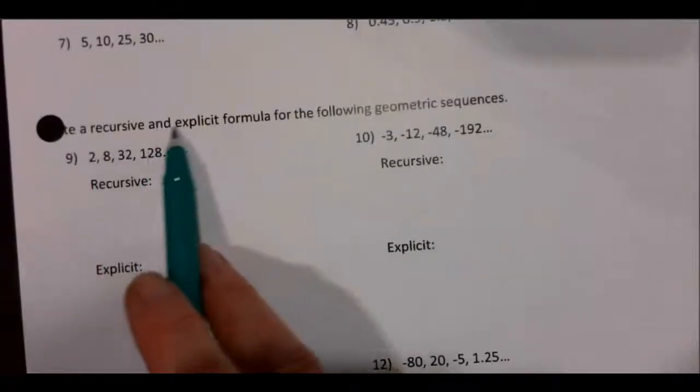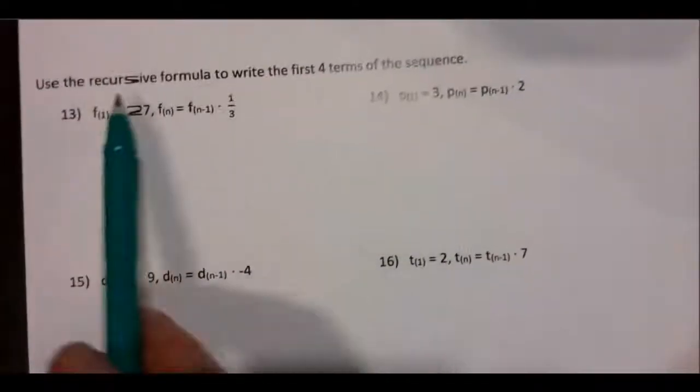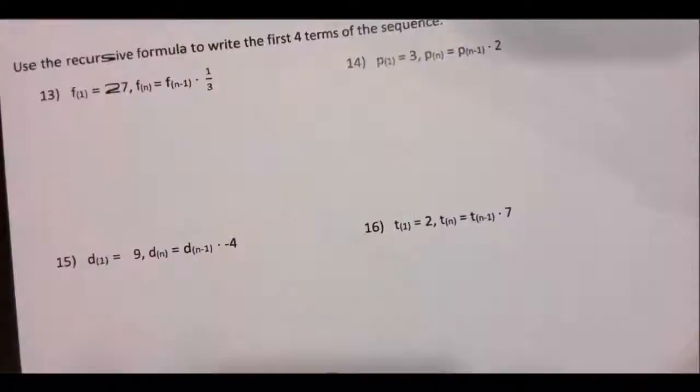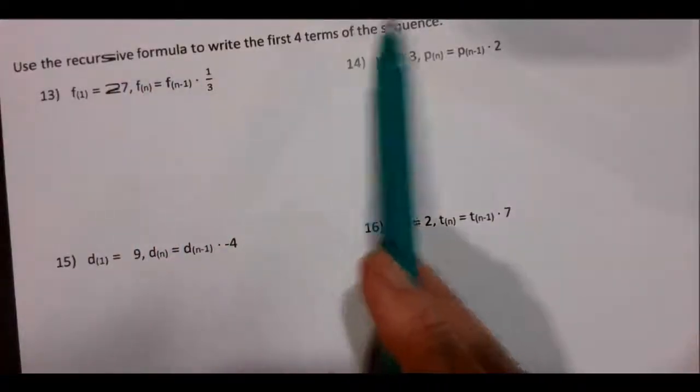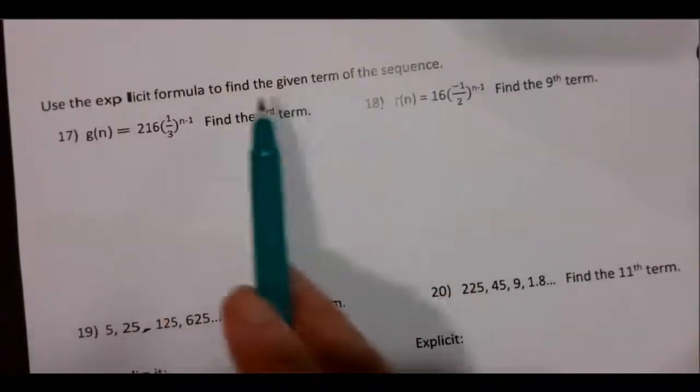On these, use recursive and explicit formulas for the following geometrics. So recursive and explicit, just like we did on the notes. Here you're going to find the recursive and the explicit. Here, use it to find the first 4 terms, or the recursive. Here you're going to use the explicit to find the given term.